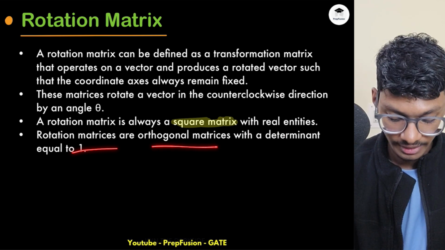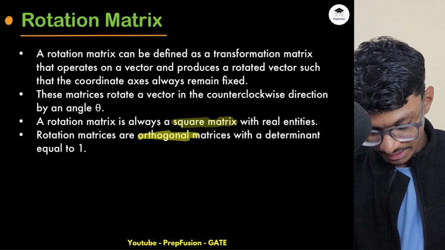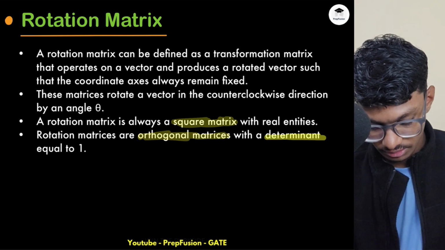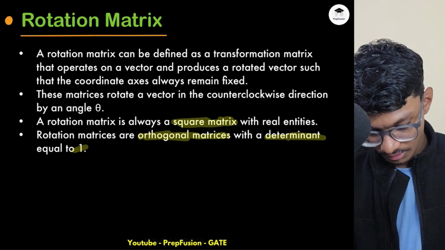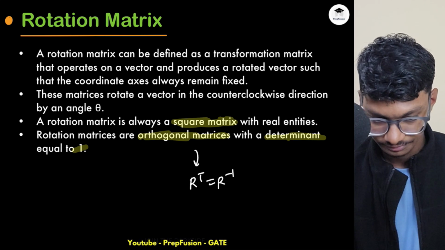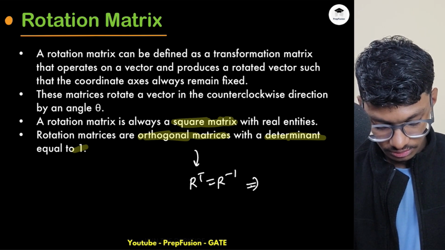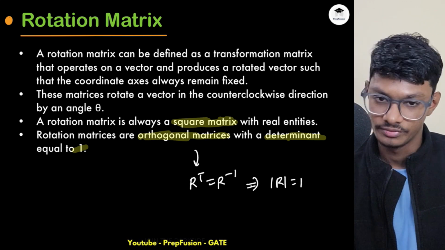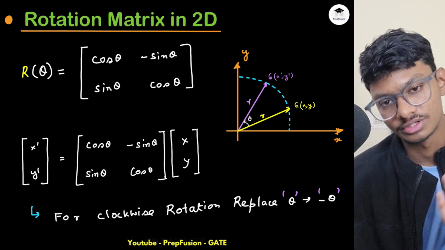Rotational matrices are orthogonal matrices with determinant 1. These are the properties of rotational matrices. Basically, a rotational matrix satisfies the condition that R transpose equals R inverse. Also, the determinant of R is always 1.